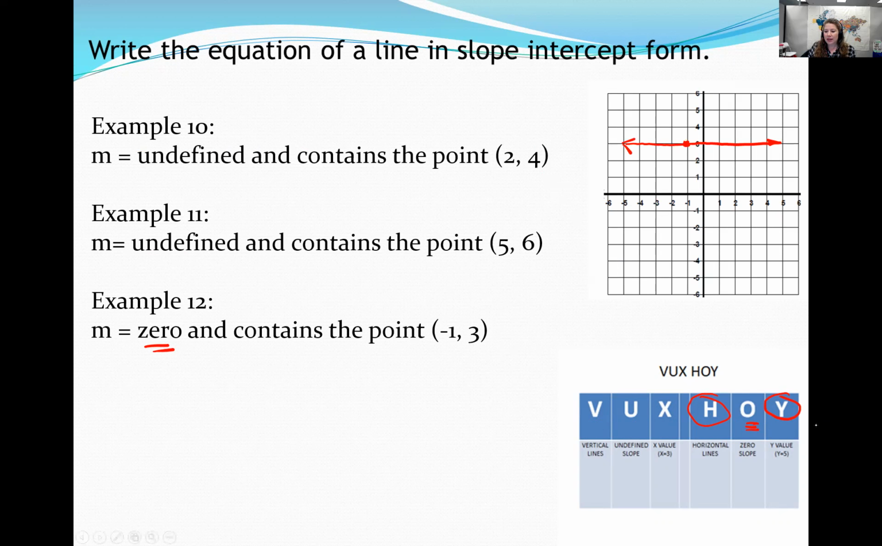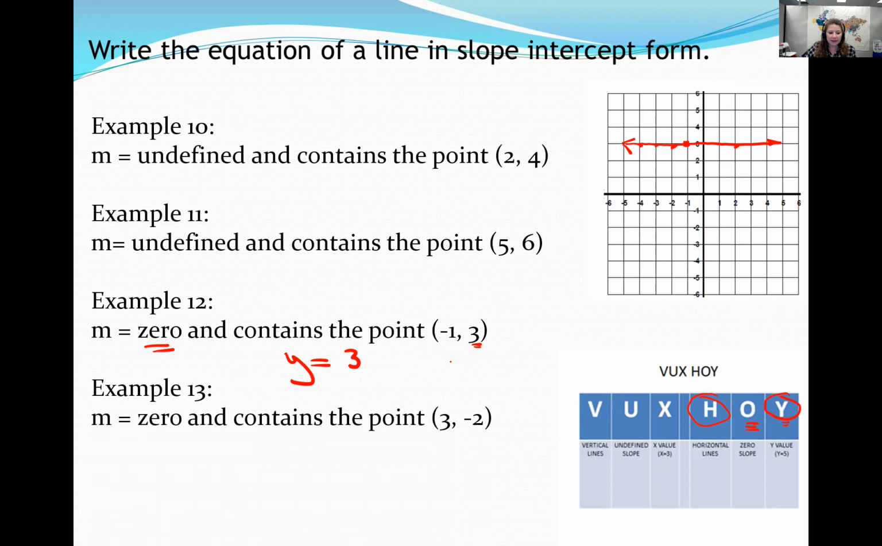So this reminds me there's only a y in the equation. So my equation is y equals the y value of 3, which makes sense because this point right here is (-4, 3). This point here is (-3, 3). This is (-2, 3), and so on and so forth. This is (2, 3). Every single point on this line has a 3 in the y spot.